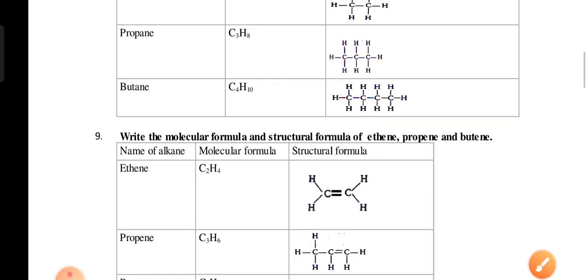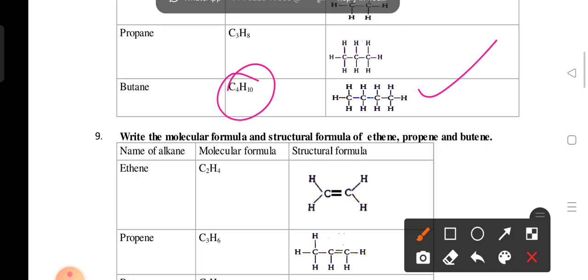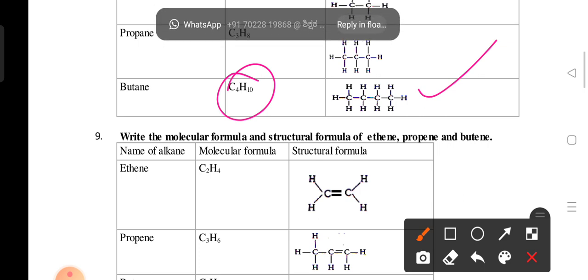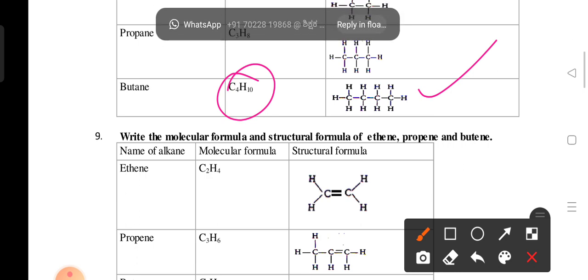Next, butane, C4H10. Okay, this is the molecular formula. This is the structural formula. If you practice alkanes, alkenes, alkynes based on their general formula, molecular formula and structural formula, they are very easy. Next one, double plus 2, alkanes.